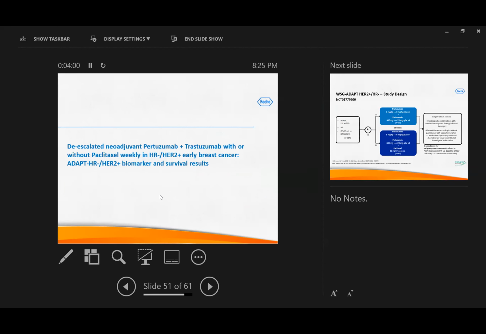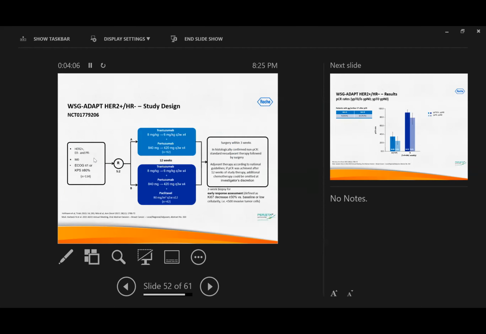So do we really need to use 2 drugs? This HER2 trial is actually a subgroup of HER2 positive patients who are ER/PR negative. We know that patients who are ER/PR negative and HER2 positive respond the best to neoadjuvant treatment. In this trial they tried a chemo-free regimen, which is only trastuzumab and pertuzumab for 12 weeks versus weekly paclitaxel with this combination for 12 weeks.